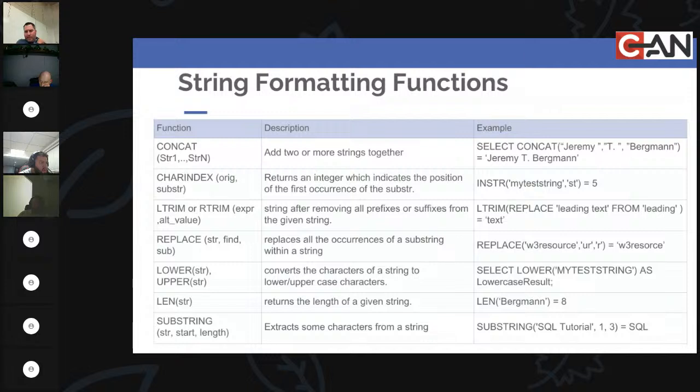Trimming. So that would be like removing prefixes or suffixes before or after. You're going to do a replace, or you want to get rid of something. That's pretty common to use. And so is replace. So all the occurrences of a substring within a string, you're going to replace with something. So here where there's UR, we're going to say we just want R. And so it would change W3 resources, basically getting rid of the U.